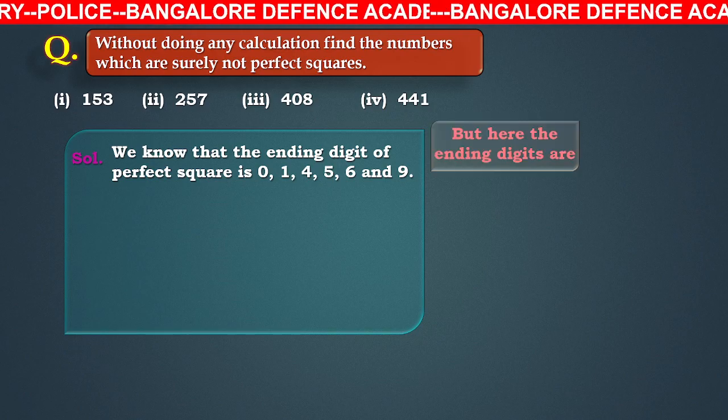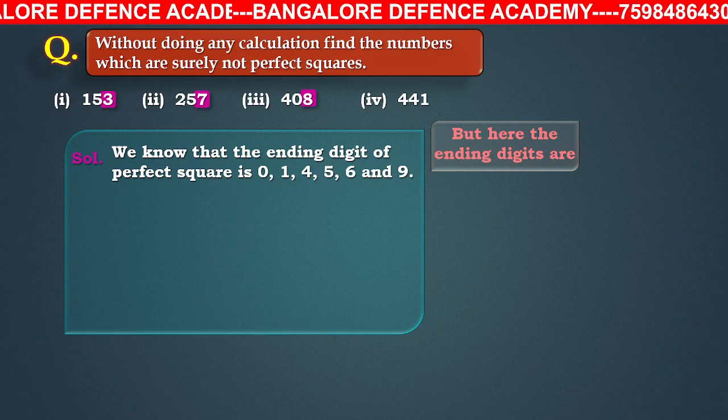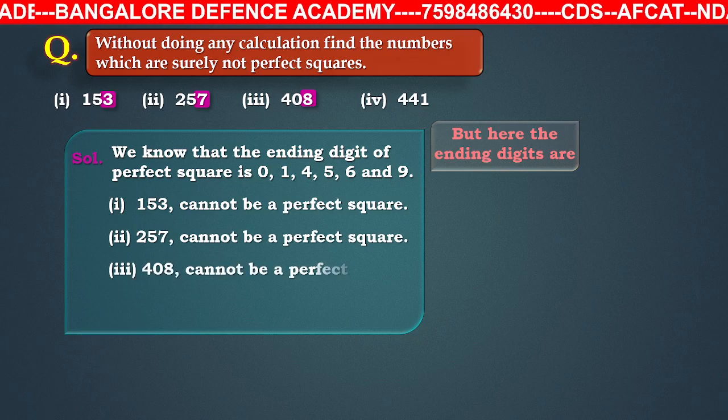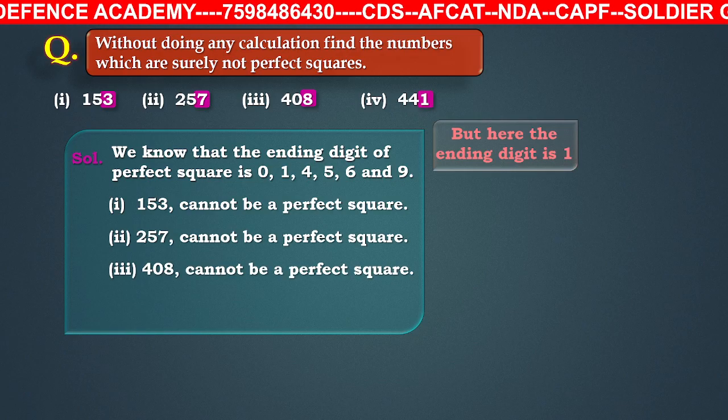So let us see the first question. 153, 257 and 408. These are all not a perfect square except the last one, that is 441. So 441, the last digit is 1, which is in this list here. So it is a perfect square.